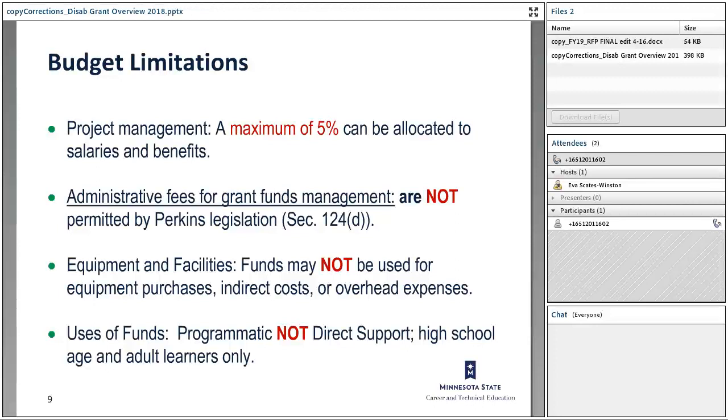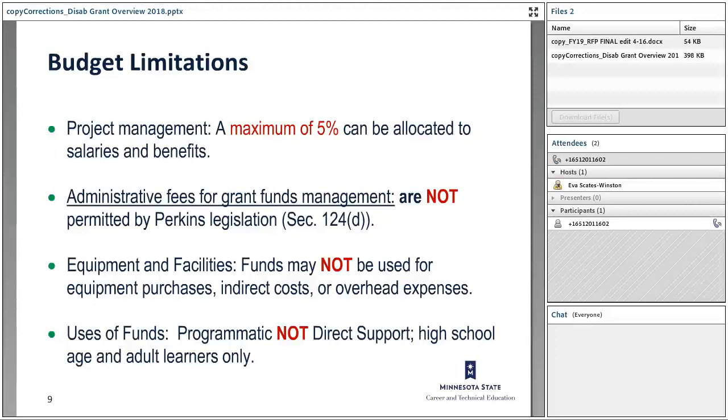And again, administrative fees by law, I know that there are a lot of state agencies that may set aside between 5% and 10% or more for managing the particular grant. These federal funds, those administrative fees for management are not allowed. And again, for indirect costs and overhead expenses, funding cannot be used for those things in this particular grant.